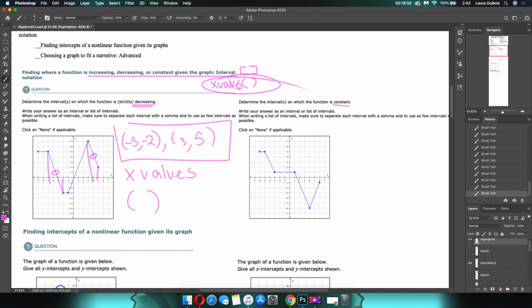Here, for this next example, we're looking for constant. Constant, if you recall, is flat.